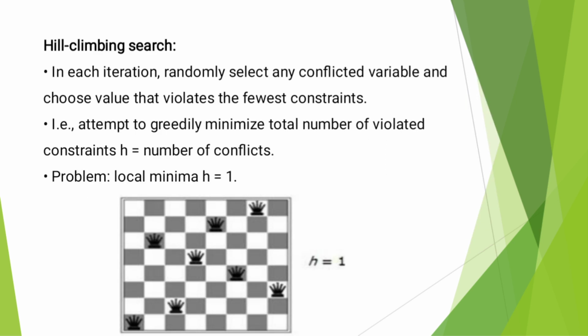Next one is hill climbing search. In each iteration, randomly select any conflicted variable and choose the value that violates the fewest constraints. That is, it attempts to greedily minimize the total number of violated constraints. h is equal to the number of conflicts. The problem is local minima: h equal to 1 means this is the picture.